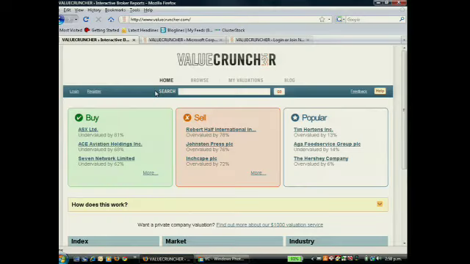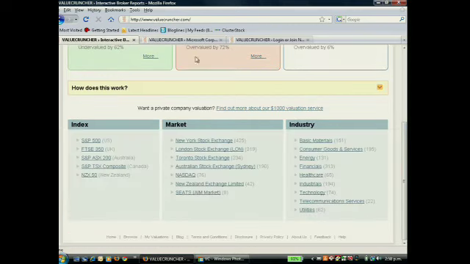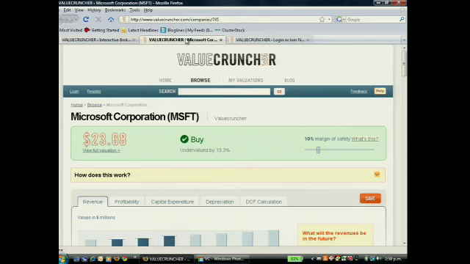ValueCruncher's audience is retail investors looking for guidance and advice and analysis for publicly listed companies. The demo I'll talk you through today is a brief overview of the functionality that's available for the 745 companies that we cover. ValueCruncher is a New Zealand-based company. ValueCruncher allows people to find companies by either searching or by using multiple different browse paths. Today, we're going to look at Microsoft as our sample company, just to show you what the functionality looks like.